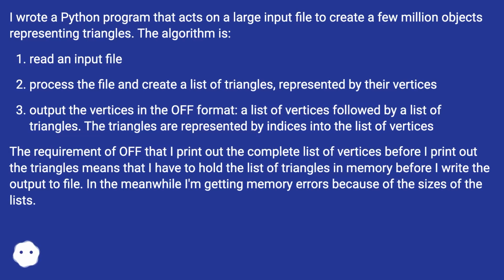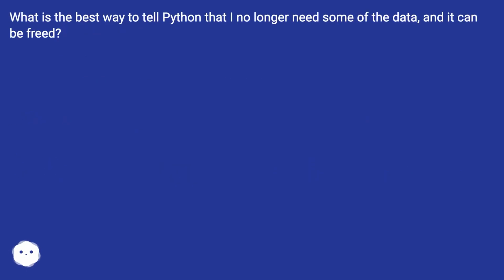The requirement of OFF that I print out the complete list of vertices before I print out the triangles means that I have to hold the list of triangles in memory before I write the output to file. In the meanwhile, I'm getting memory errors because of the sizes of the lists. What is the best way to tell Python that I no longer need some of the data, and it can be freed?